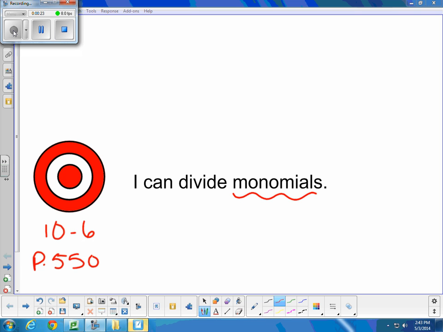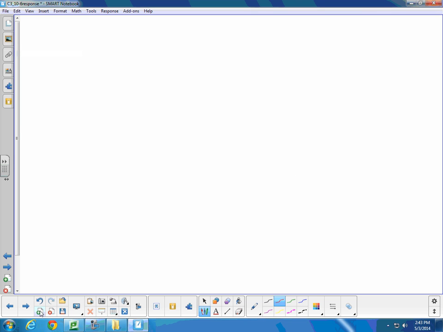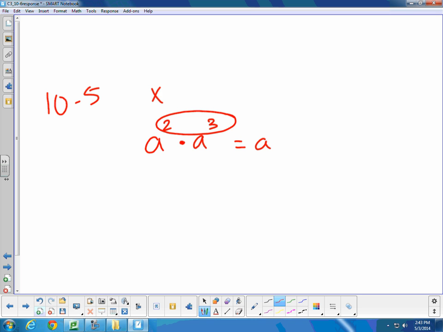Quickly think back to yesterday. Yesterday's lesson was on 10.5, and it was all about multiplying monomials. When we multiplied monomials, we added our exponents together. And our exponents were used to show repeated multiplication. So we really just had a to the fifth power, or a times a times a times a times a. I could write it out all like this, which ends up with 5 a's, or a to the fifth.